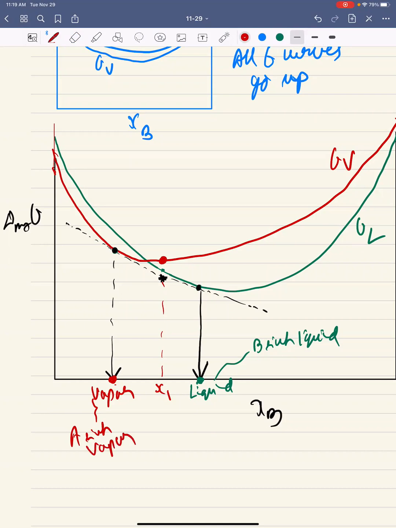Is that clear? So why is this possible? Why did I draw the common tangent? Not you. Spoken enough, someone else. Sorry. I know you're enjoying this. What is the meaning of the derivative of G with respect to composition? Have you seen this before, Nick?